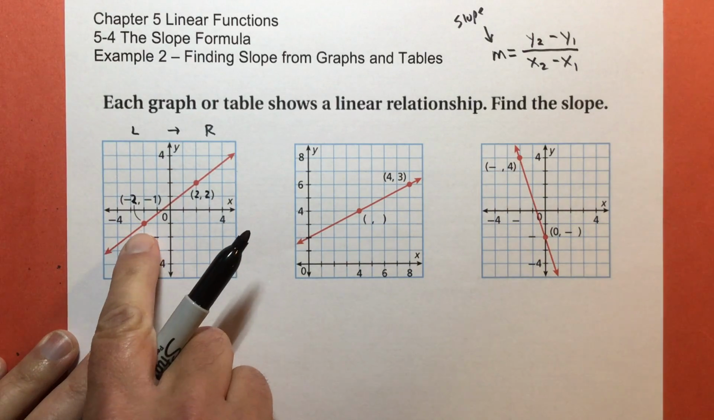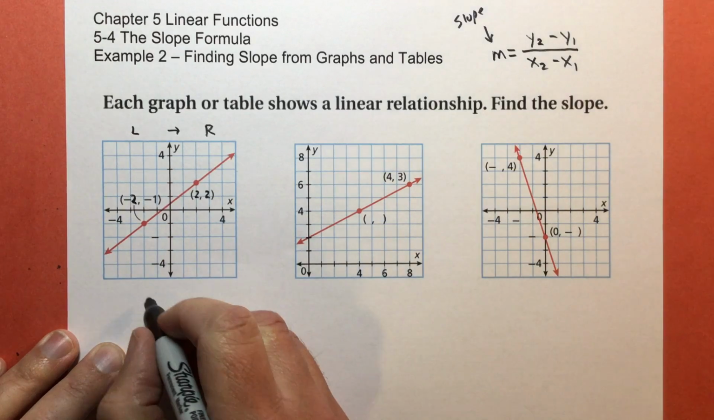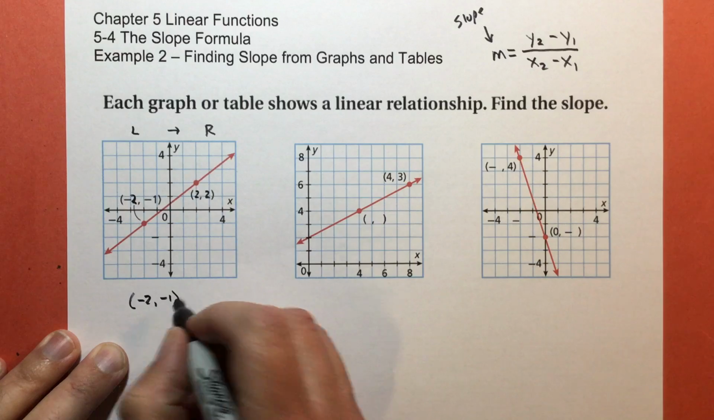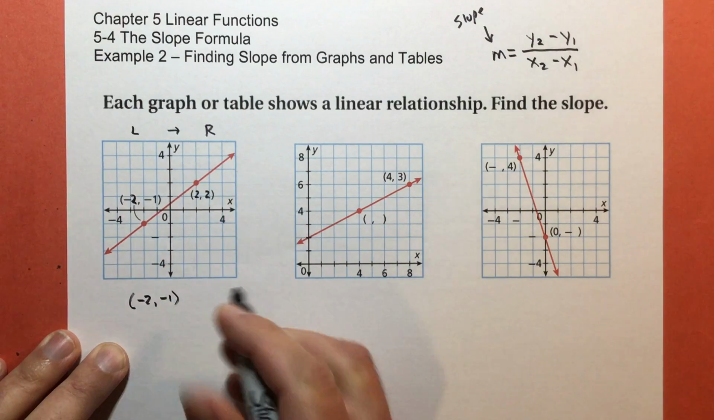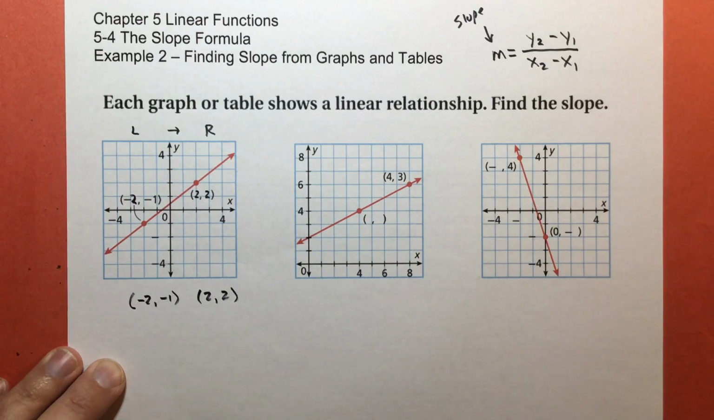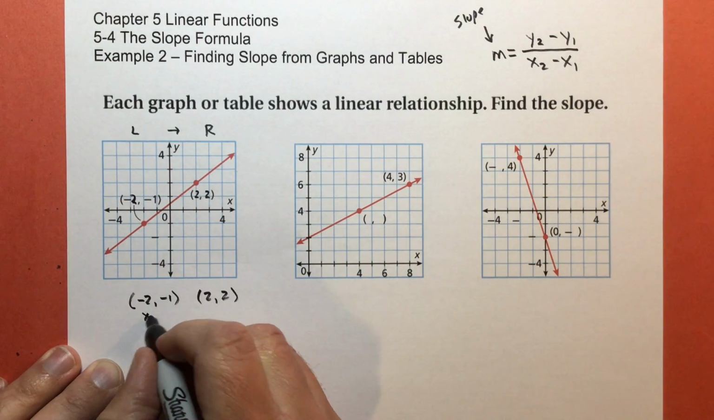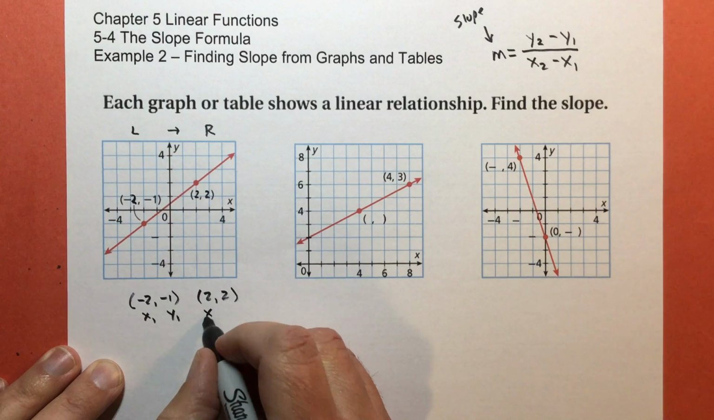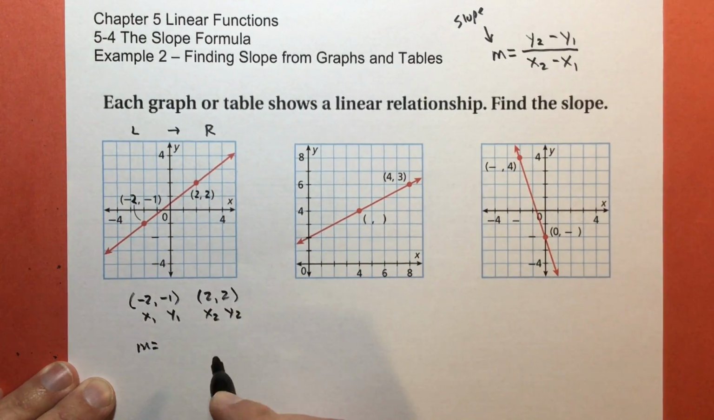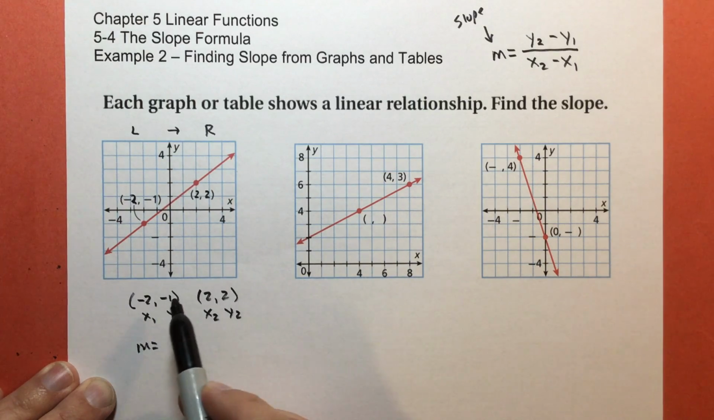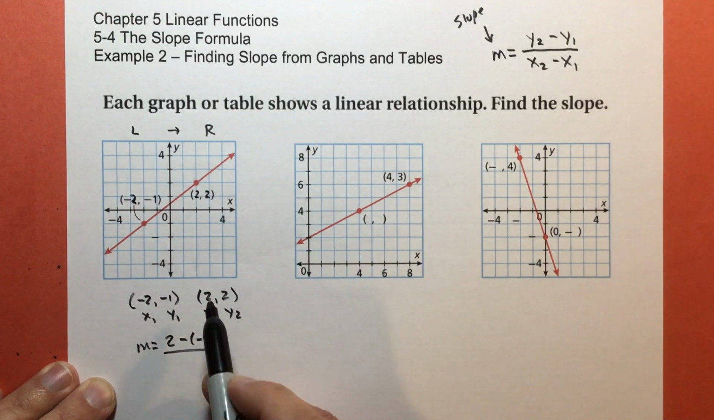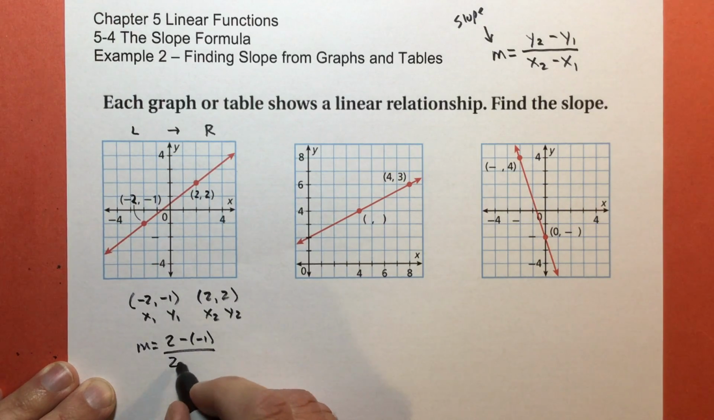All right, so this is the point that's on the left. So my first point is -2, -1. This is the point that's on the right. That's 2, 2. So just like the previous video, this is x1, this is y1, this is x2, this is y2. And my slope is going to be 2 subtract -1 divided by 2 subtract -2.